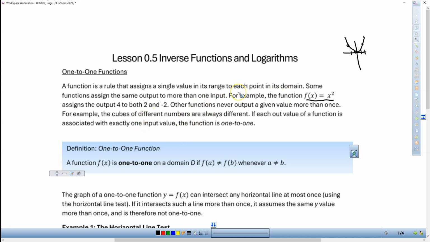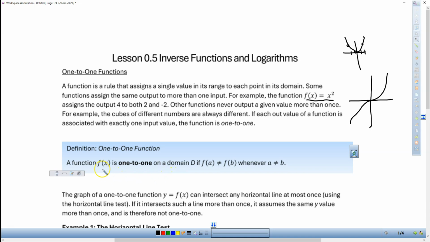Now, other functions never output a given value more than once. For example, the cubes of different numbers are always different. Think about a cubic function. Those are going to be much different in their approach here. So they're going to have something like this. And if we look at this, each of these output values of that function is associated with exactly one input value. And so we can say it's a one-to-one function.